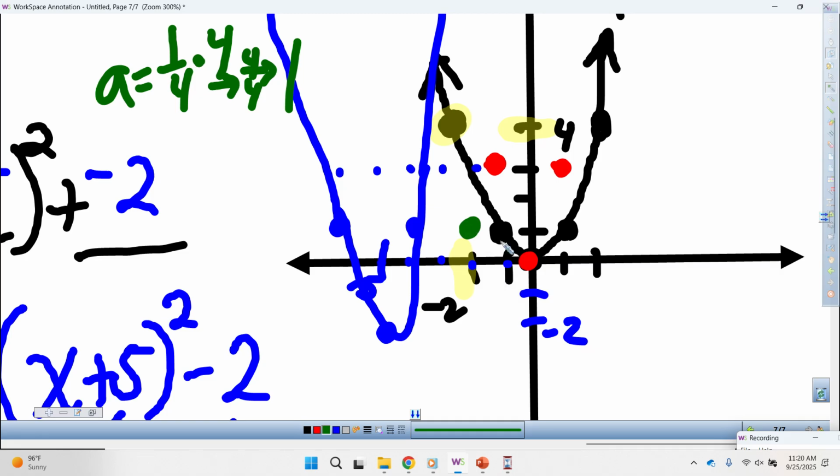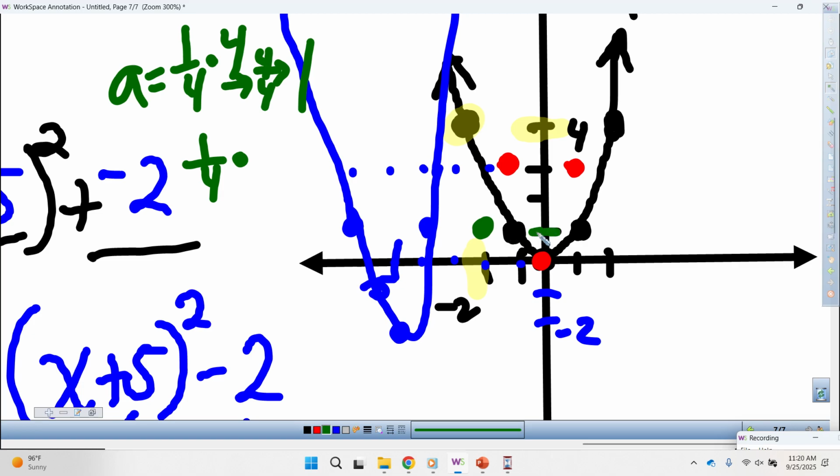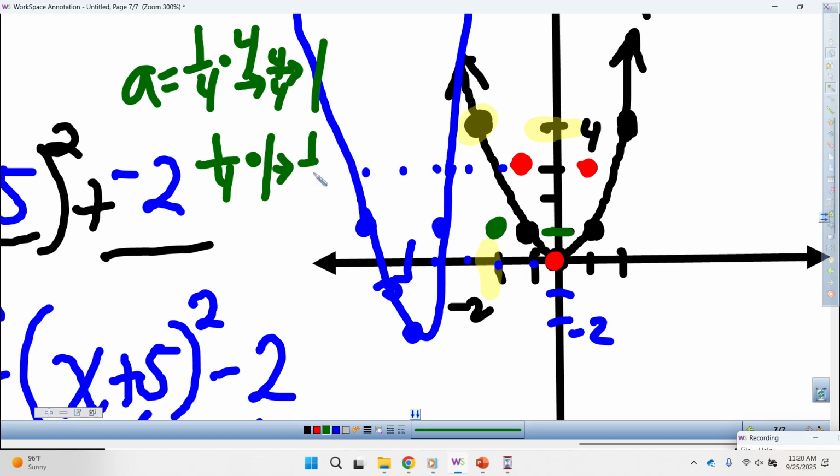Next, negative 1, 1. So now negative 1, what is the new value? Well, 1/4 times, what was the y value for this one? The y value is 1. So that is still 1/4. Where's 1/4? Between 0 and 1, somewhere close to the x-axis, right there. 0, 1/4, 1, and then you move them.